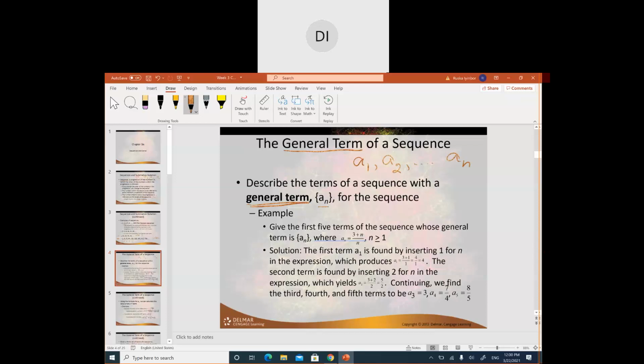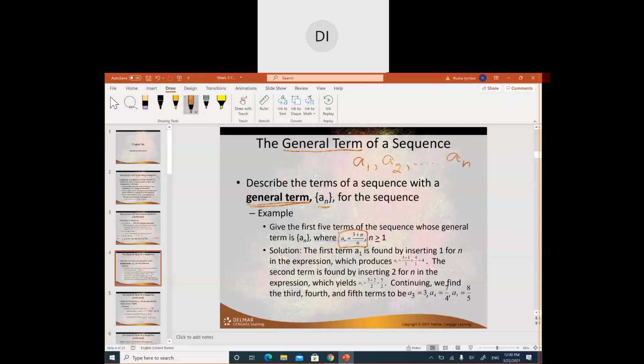The general term looks like this, An, and is given as a formula. So here you have examples. Give the first 5 terms of a sequence whose general term is (3 plus n) over n. It's a formula that gives you how to calculate each term. And to solve the example, you need to find the first 5.